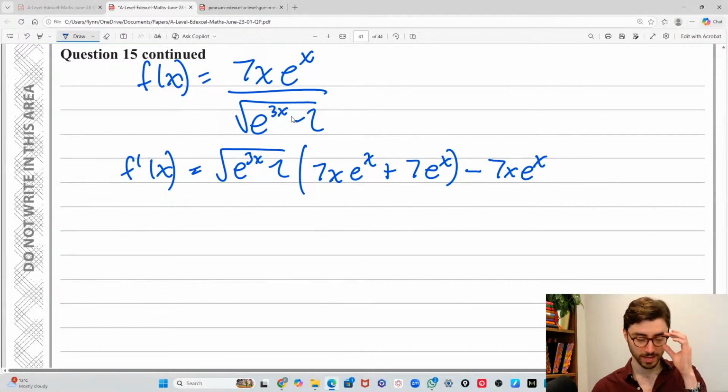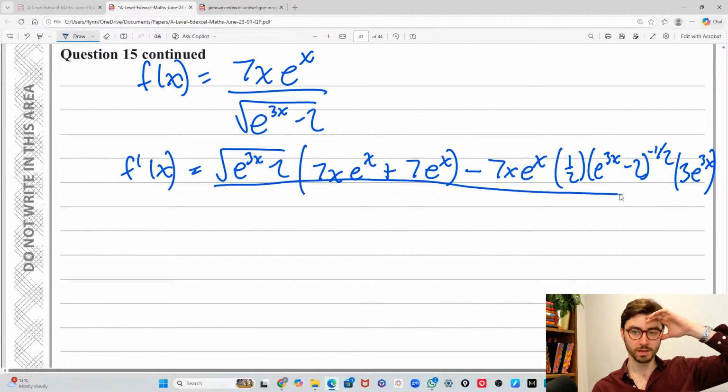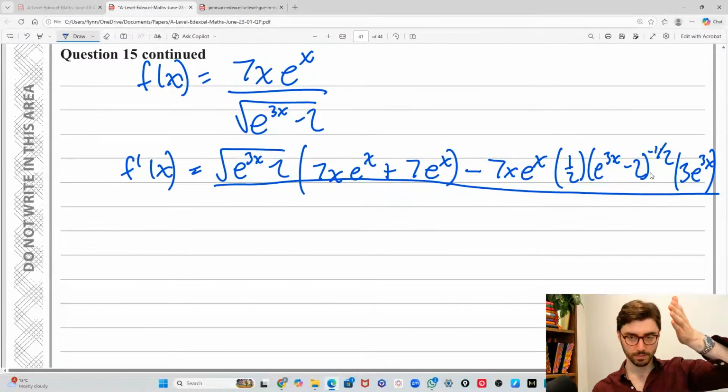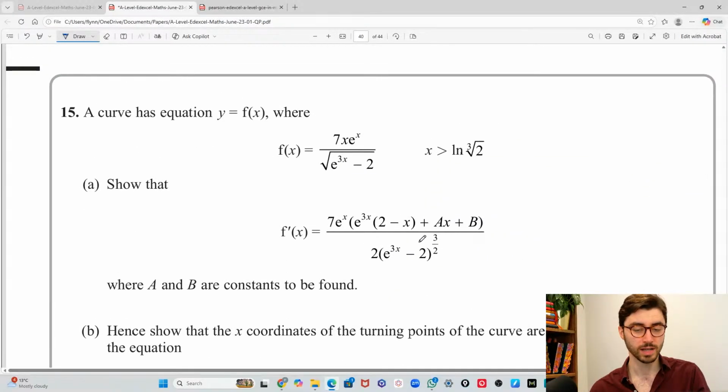Now, how are we differentiating this? D big. So it would be a half into e to the 3x minus 2 to the minus a half, because that was the half. And all of that times the differential of the bit in the middle, which is 3e to the 3x. So that's bottom d top minus top d bottom all over bottom squared. Okay, just a nice normal first step on a question. Just like totally fine.